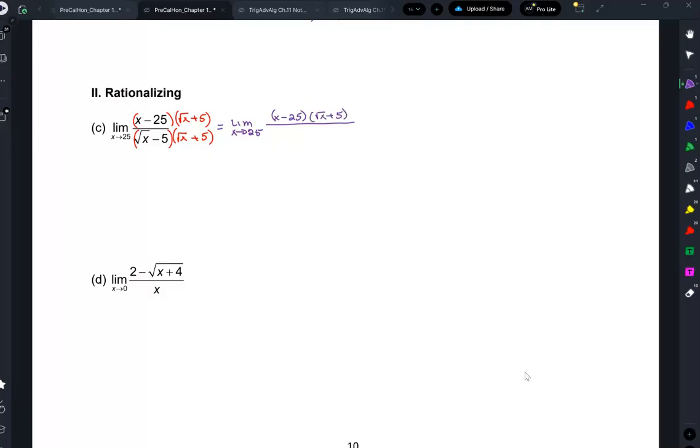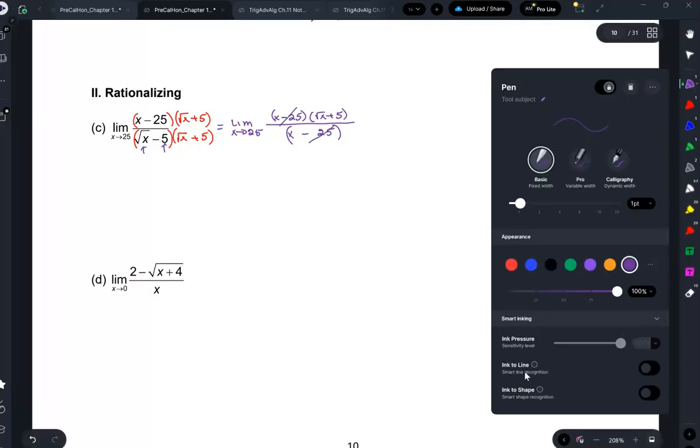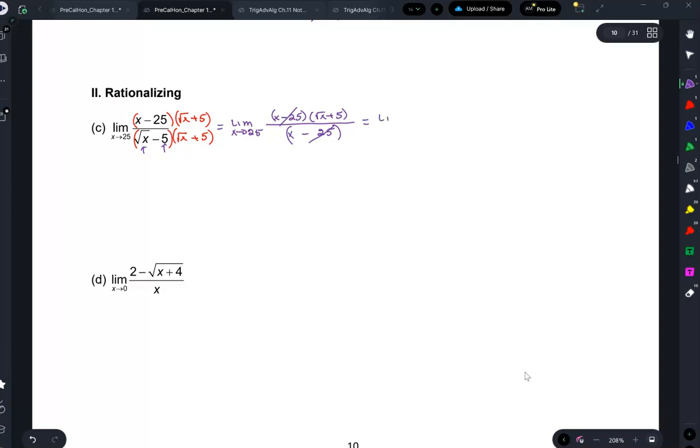Because here when you multiply this, what happens? Square the first one, you get x. Square the second one, you get 25. Minus in the middle, and look at what happens. It cancels, right? So don't FOIL. If you FOIL, this doesn't happen as beautifully. So limit as x approaches 25, root x plus 5 is what we have. Now you plug it in, so it's root 25 plus 5, 10.